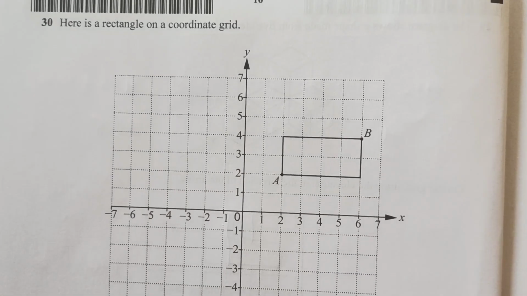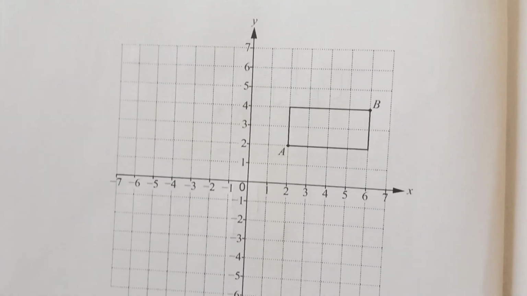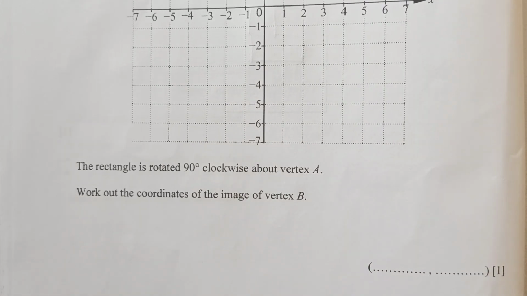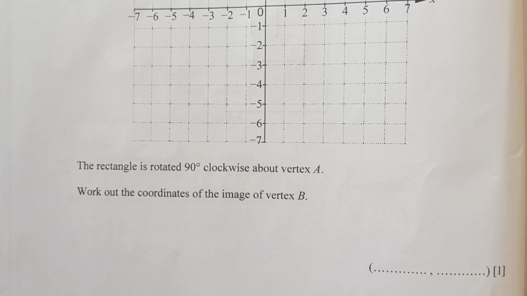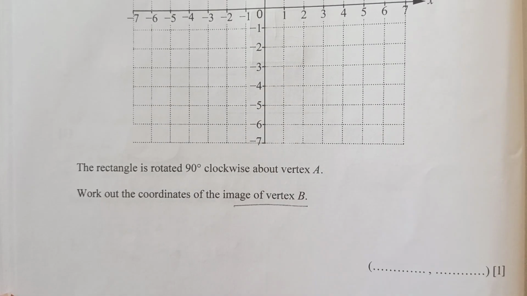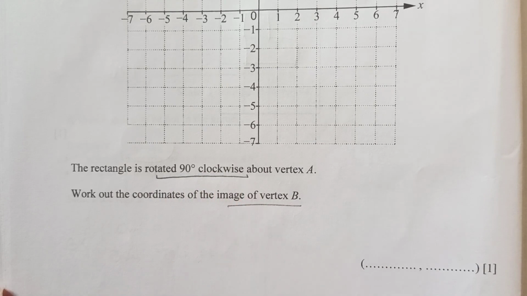Question number 30. Here is a rectangle on the grid. So you can see the rectangle, and there are 2 points A and B. The rectangle is rotated 90 degrees clockwise about vertex A. Work out the coordinates of the image of vertex B. So we are rotating the shape 90 degrees clockwise.